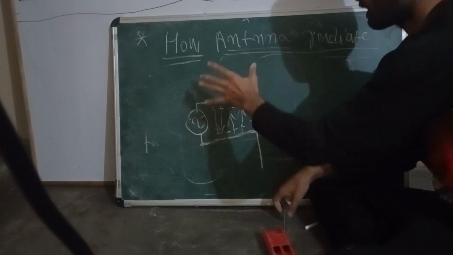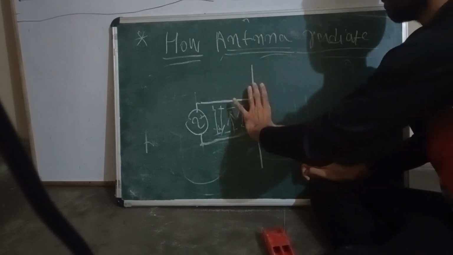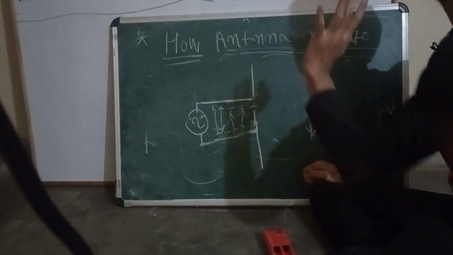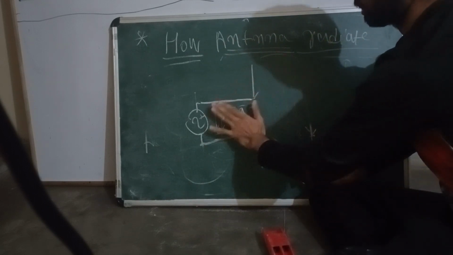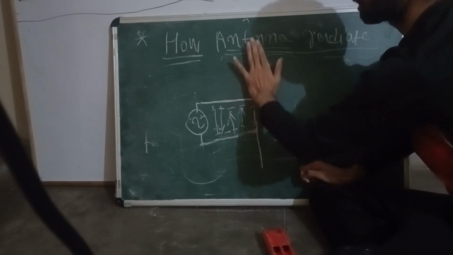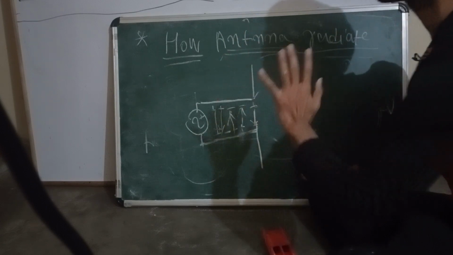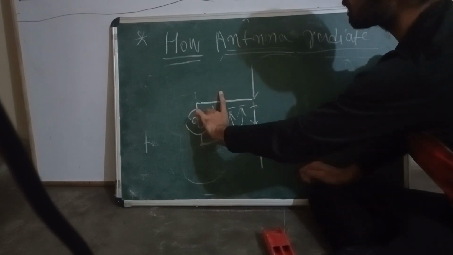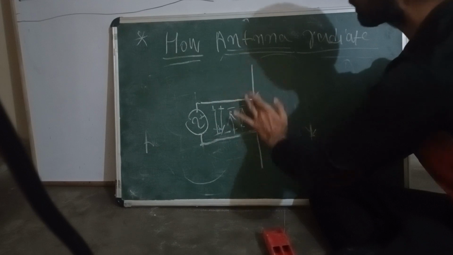So an antenna is nothing but a radiating conductor. The conductor which radiates the EM wave is nothing but an antenna. So what I have done now is I have given this portion a full 180 degree tapering.